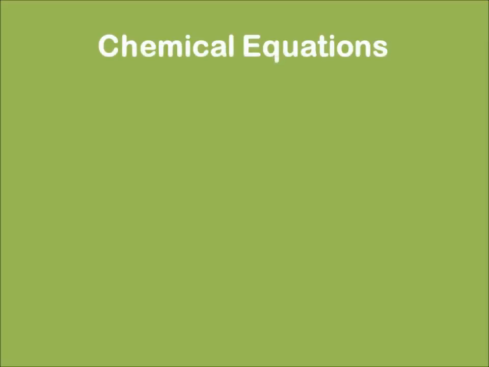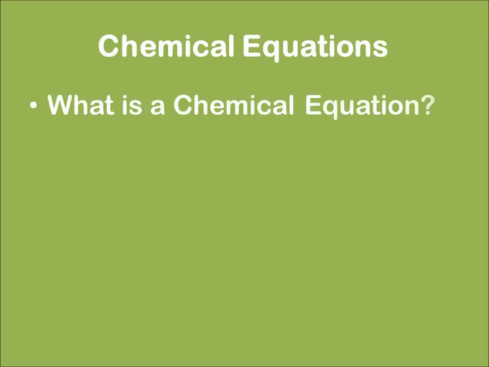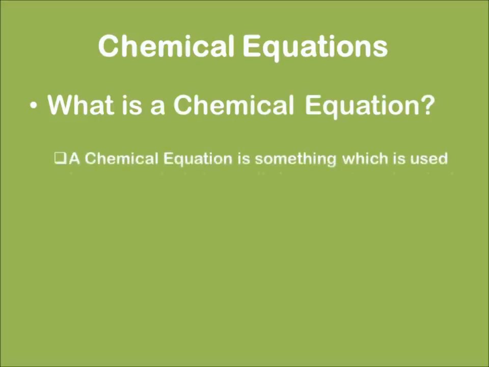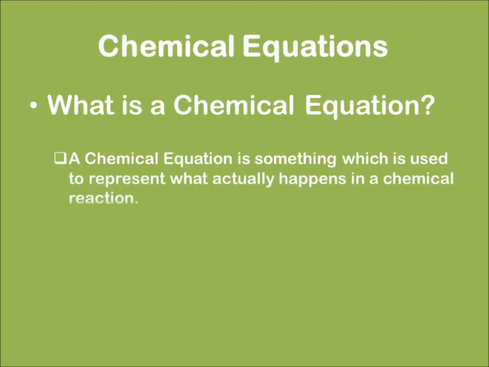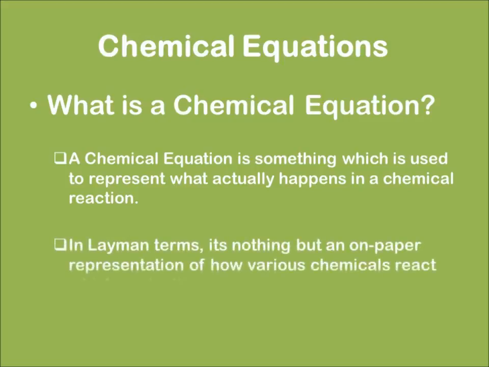Now, let's learn about chemical equations. First of all, what is a chemical equation? A chemical equation is something which is used to represent what actually happens in a chemical reaction. In simple language, it is nothing but an on-paper representation of how various chemicals react with each other during a chemical reaction.